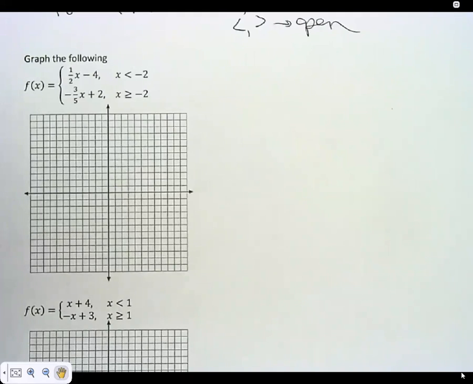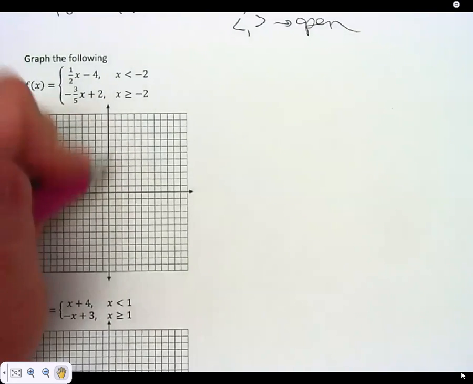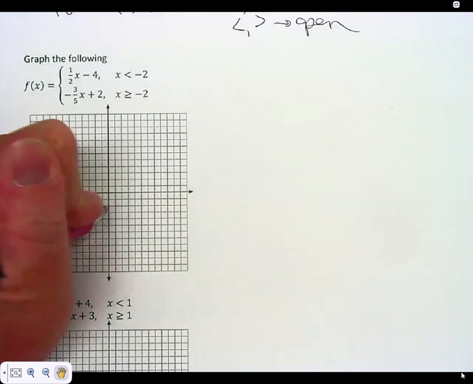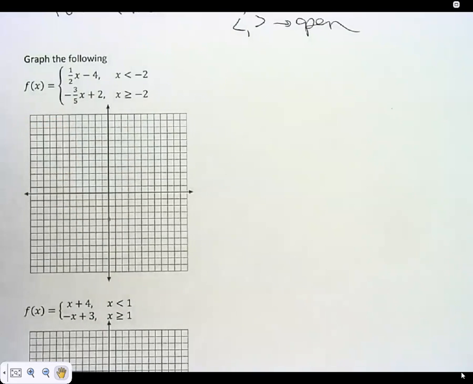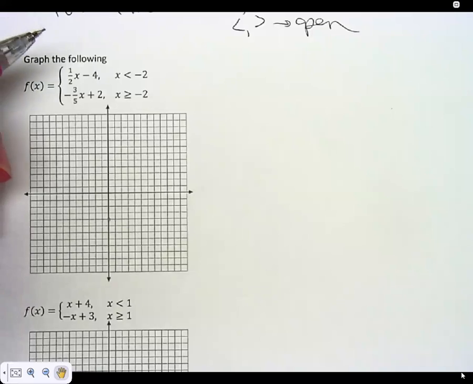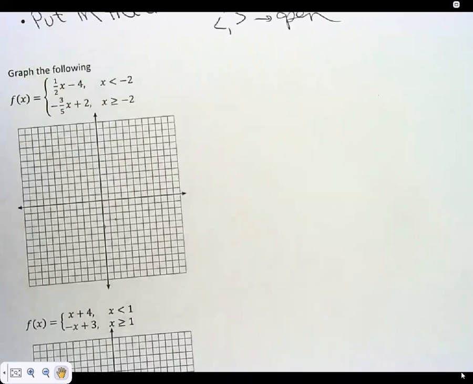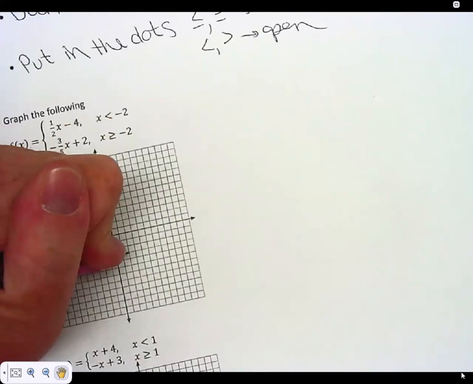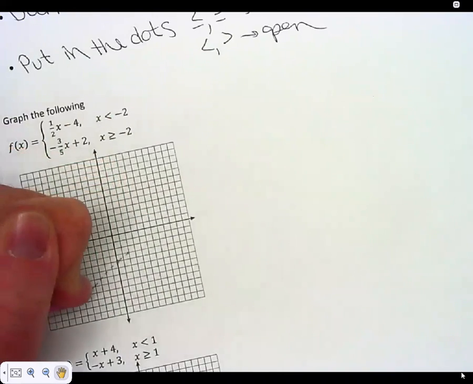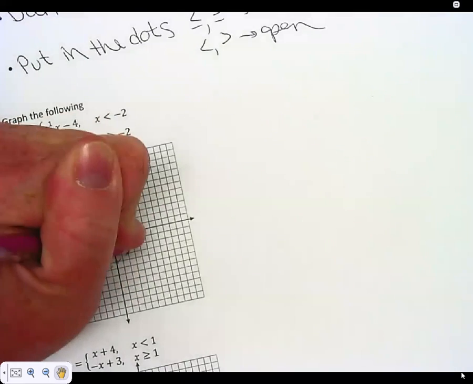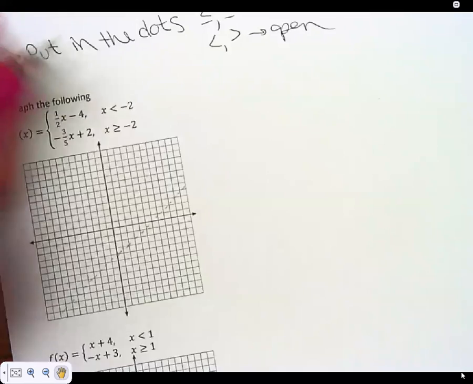All right, so looking at this first one, you have two lines. You have 1/2 x minus 4, and you have -3/5 x plus 2. We need to graph them both on the same graph. So to graph 1/2 x minus 4, you're going to go down 4. And then your slope is a half, so from here, you go up 1 and over 2. So I have those two dots. I'm going to dash in what the line would look like. Okay, and then this is your first line.